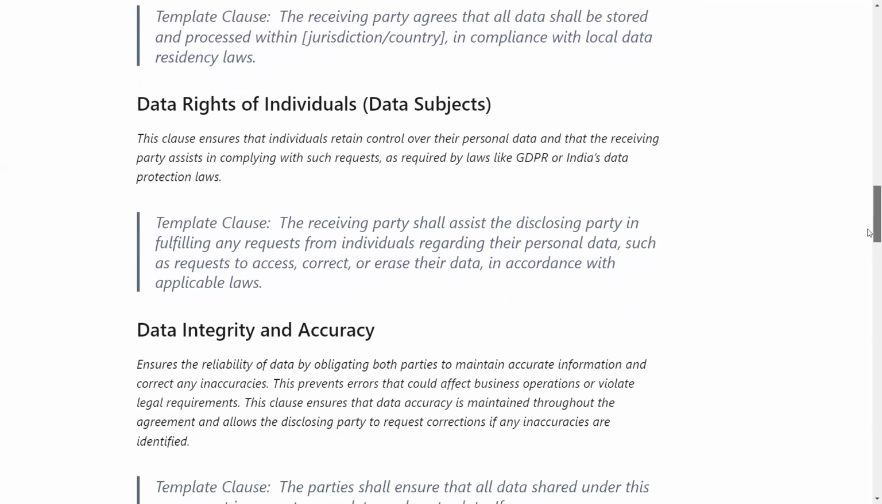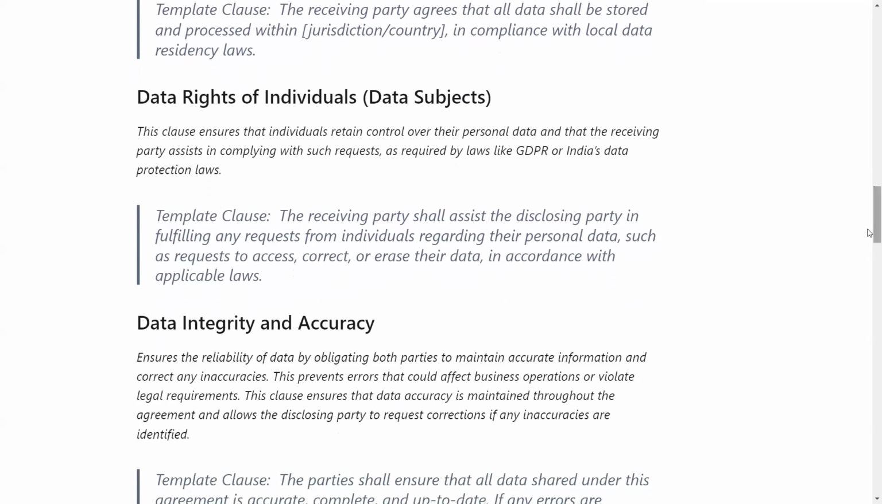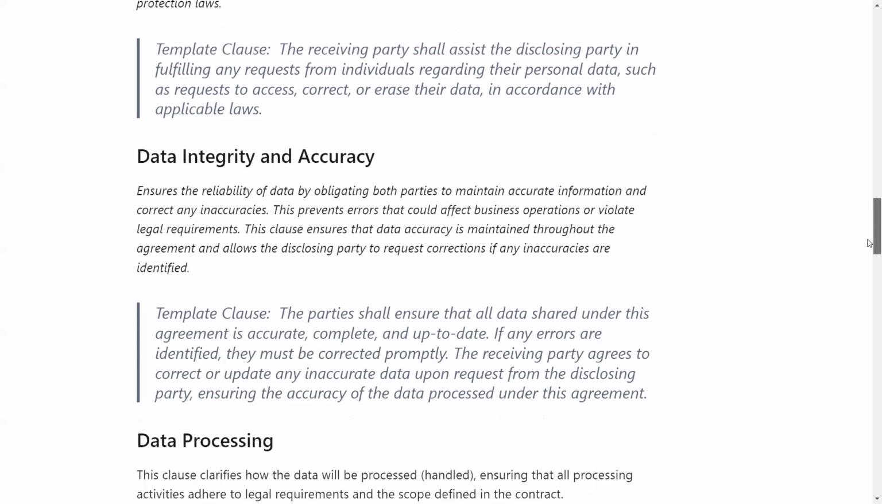Data rights of individuals or data subjects. This clause ensures that individuals retain control over their personal data, and the receiving party assists in complying with such requests as required by laws like GDPR or India's data protection laws. Template clause: The receiving party shall assist the disclosing party in fulfilling any request from individuals regarding their personal data, such as requests to access, correct, or erase their data in accordance with applicable laws.